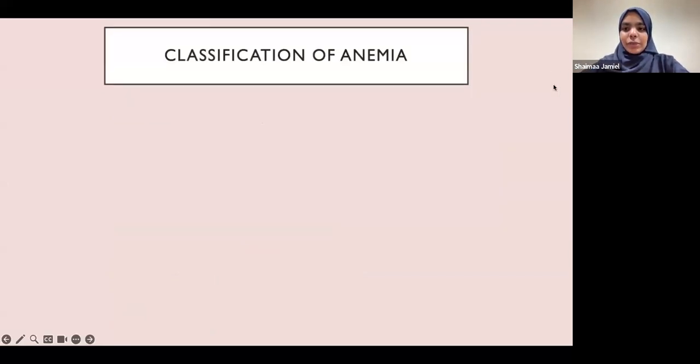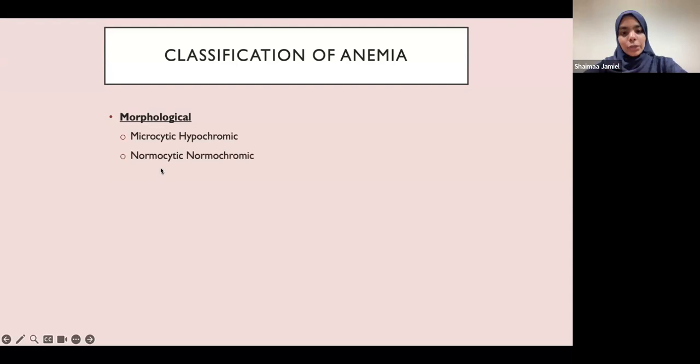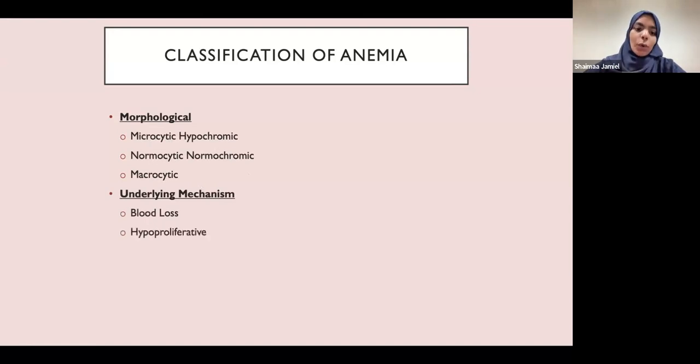So now we're going to move on to the classifications of anemia. Anemia can be classified two ways. First way is through morphology, so by its shape, and morphology is divided into microcytic hypochromic, or normocytic normochromic, or macrocytic. There's no hyperchromic, okay? And by underlying mechanisms, it can be either due to blood loss, or hypoproliferation, or hyperproliferation, okay?